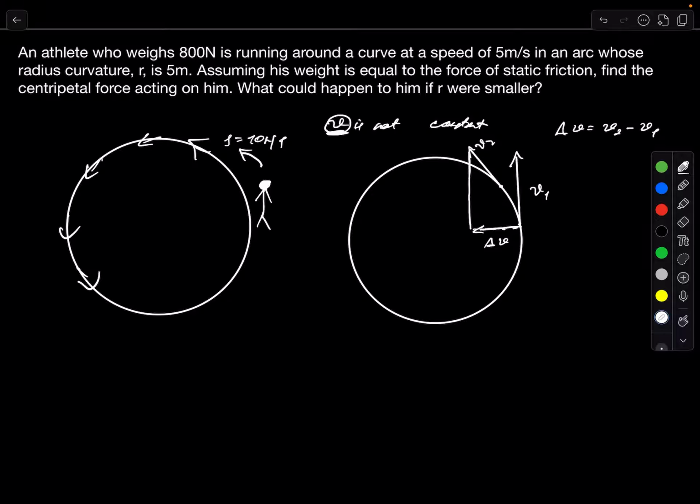And believe it or not, we can find the acceleration based on this delta V. We know that the acceleration is equal to delta V over delta T. So if delta V is pointing in this direction, it means acceleration should also be pointing in this direction. And this is where I'm going to introduce you to the concept of centripetal acceleration. It is equal to the velocity at a certain point squared over the radius of the circle.